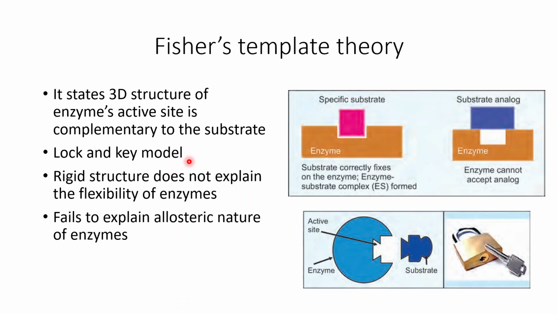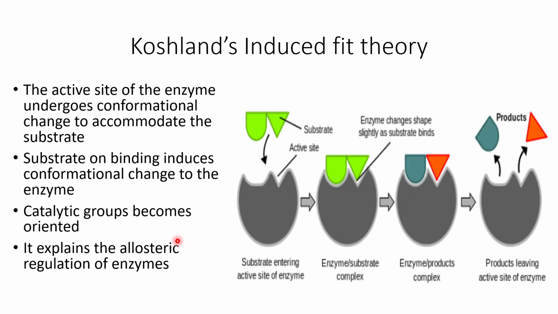This theory, however, has a rigid structure and does not explain the flexibility of the enzyme. So this theory has the disadvantage that, because of this rigid structure of the enzyme, it does not explain the flexibility of the enzyme, that is, the allosteric effect of the enzyme. What the allosteric effect is, we will see. So it also fails to explain the allosteric effect of the enzyme. Now let's next look at Koshland's induced fit theory.